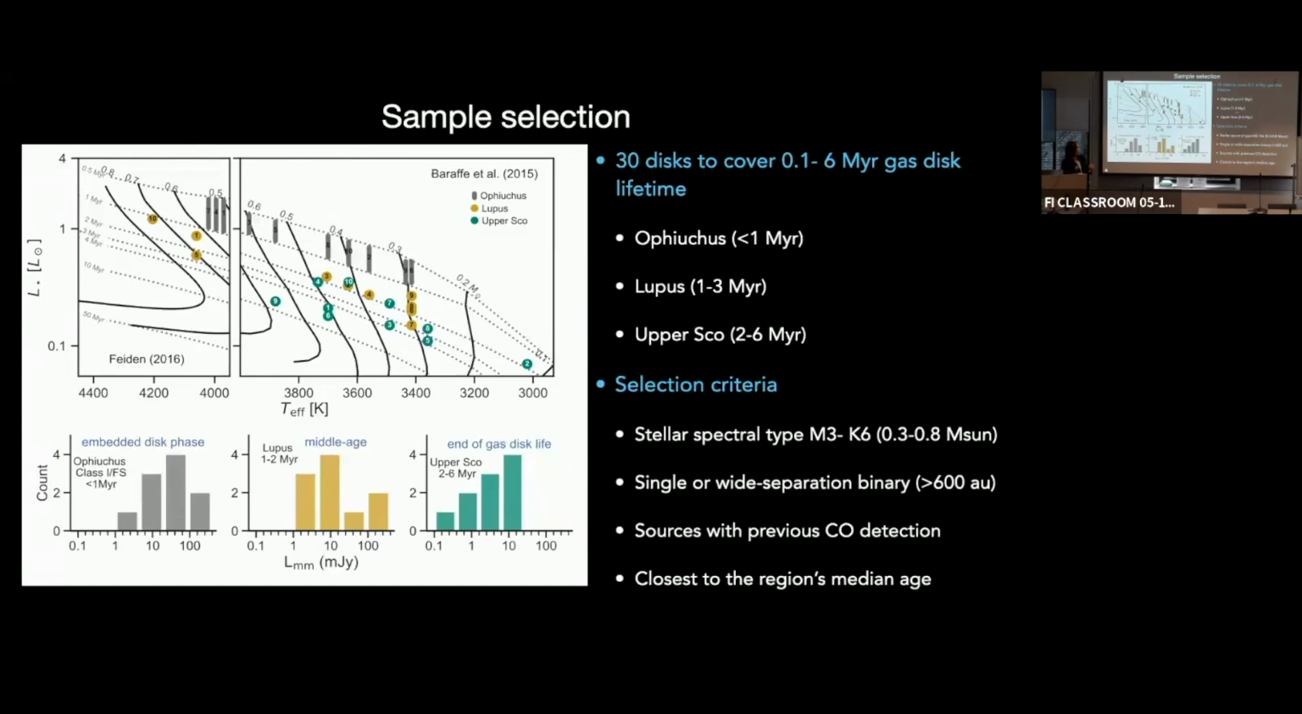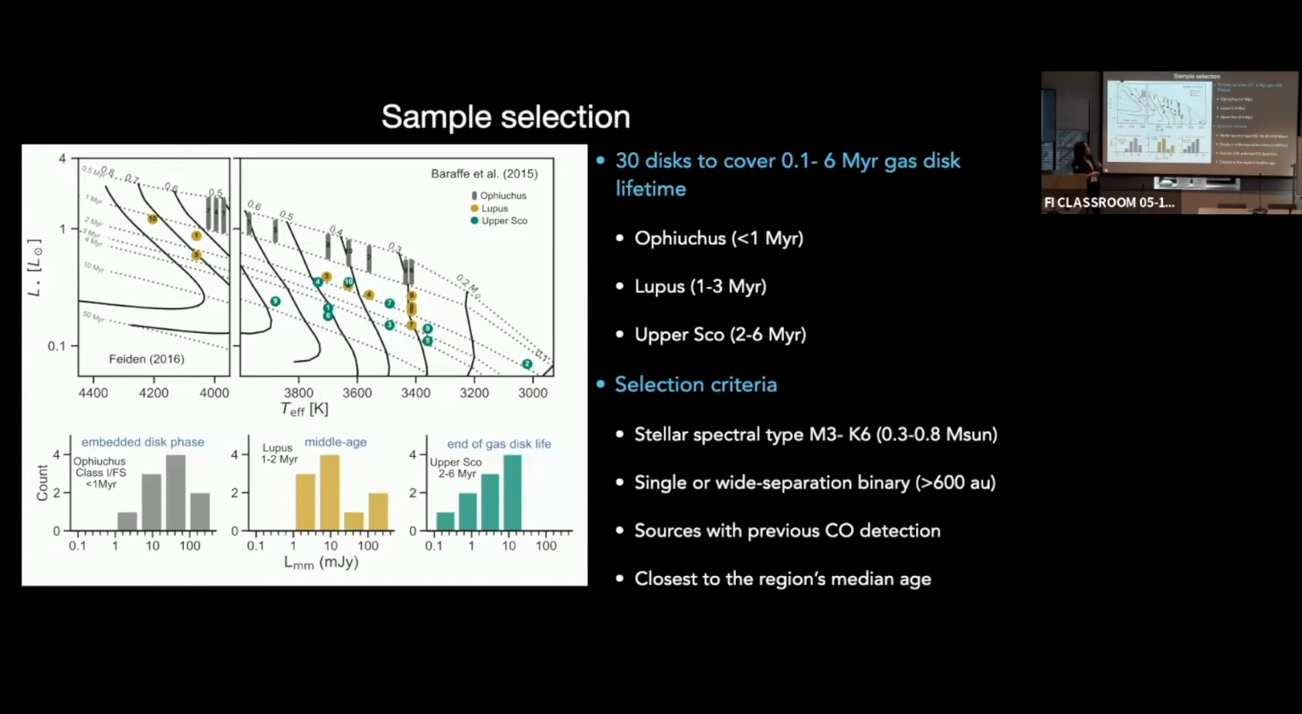Since our focus is on the evolution effect, and that could be stellar mass dependent, we try to narrow the stellar mass range. So we focus on M3 to K6, roughly 0.3 to 0.8 solar mass stars. And we focus on single stars or wide separation stars, because close binaries have tidal interaction that may change the disk evolution patterns.